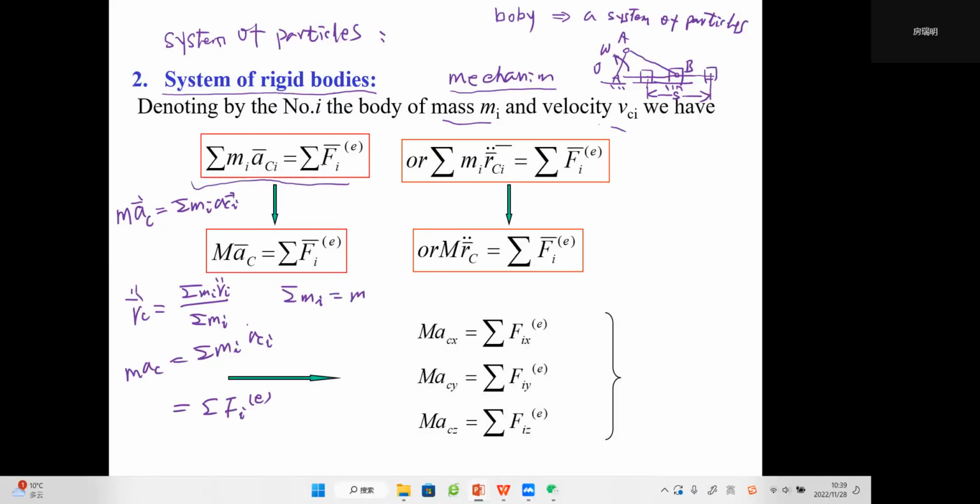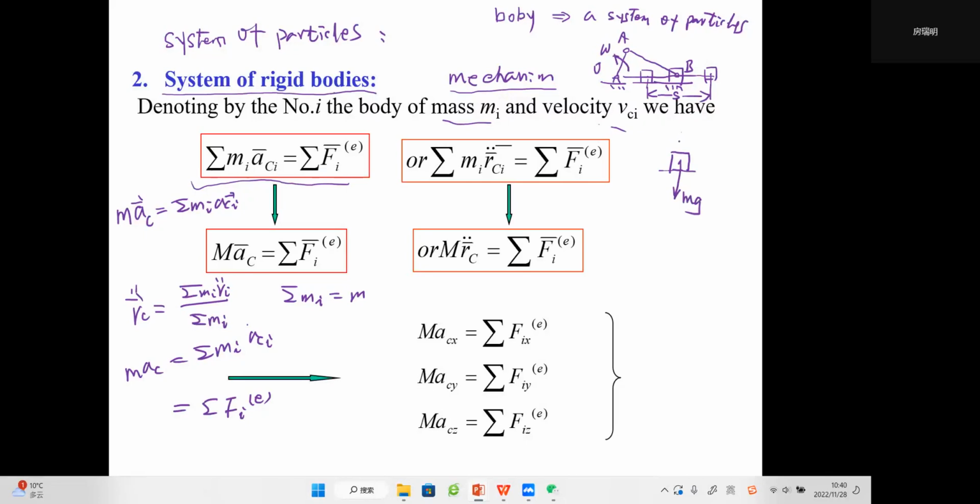You should remember that if you select just one body of this whole body system, you can also use this theorem. Let me give you an example. If we select this slider as the object to be studied, we should do its force analysis. Maybe it has its forces.